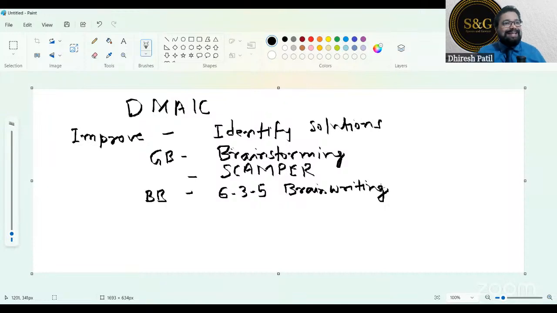Okay, brain write. Yes, very good. 6x3x5. With this simple method, you can generate more than 100 solutions within 30 minutes, within half an hour's time.